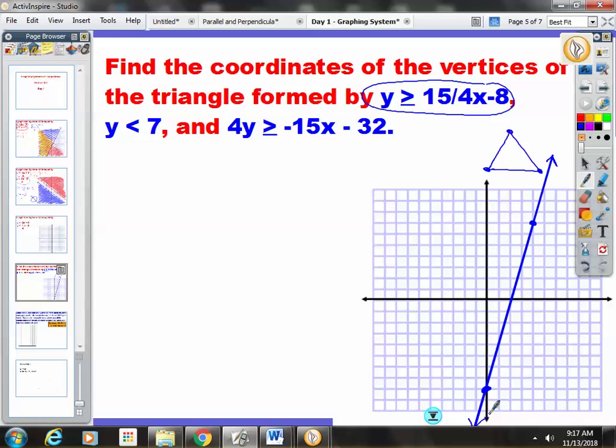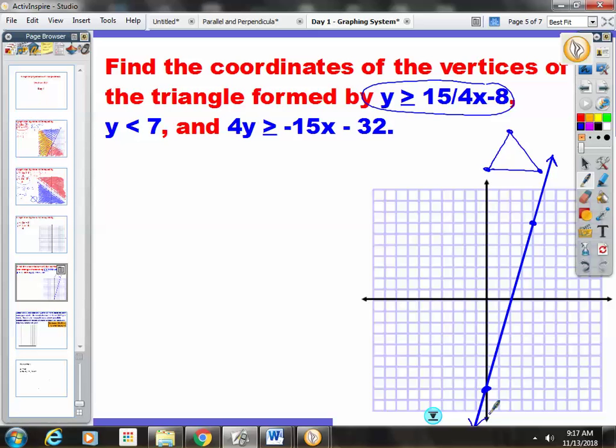Now, normally we would shade one side or the other because it is an inequality, correct? But my goal here is not necessarily the shading, it's to find those vertices, so I'm less worried about the shading and more worried that I've got my line in the right position. It's going to form a triangle, I promise. Let's make sure we can find the vertices.